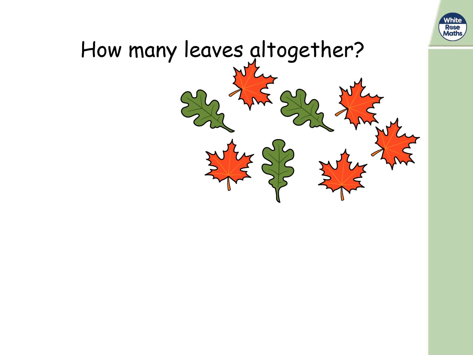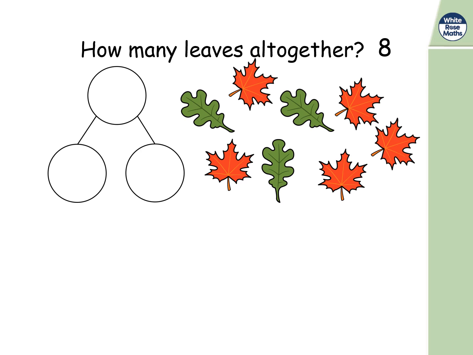Oh, I love when the autumn leaves are falling. It's asking us how many leaves all together. Let's count them. 1, 2, 3, 4, 5, 6, 7, 8. There are 8 leaves all together. And if we think about a part-whole model, the leaves all together would go in the whole.